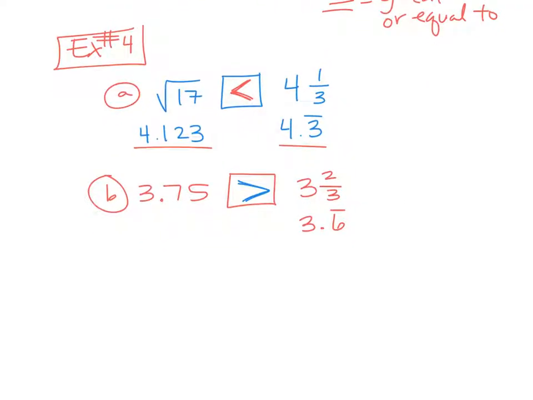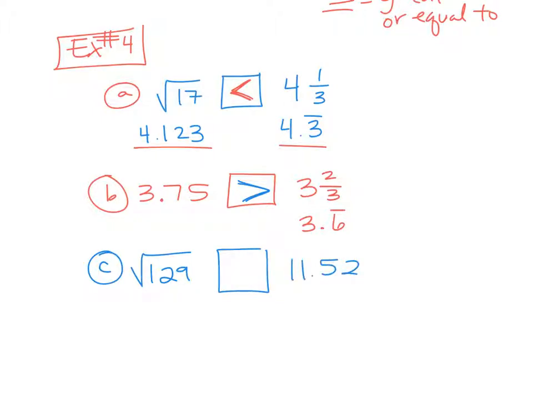All right, last one of these. The square root of 129 compared to 11.52. Okay, so you're going to want to plug in the square root of 129. What do you get? 11.357. It keeps going, right? Which one of those is the bigger number? The one on the right. So your symbol is going to be which one? Less than or greater than? No, wait. Less than. The less than symbol. Okay, so the square root of 129 is less than 11.52. Okay? Questions on that?